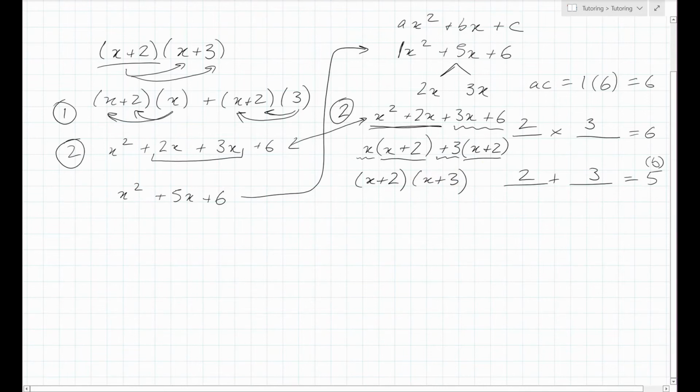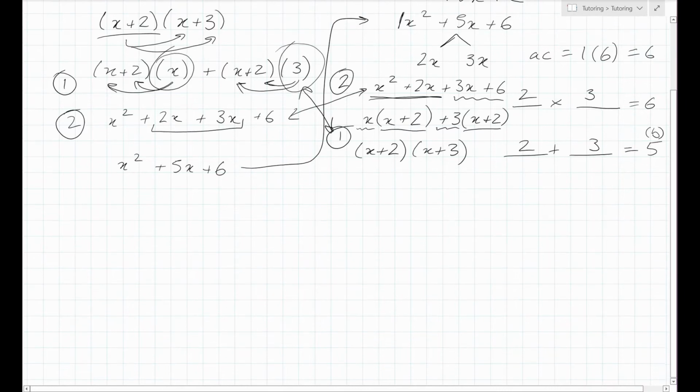And this was kind of our first part over here. From here, we just did that part backwards. We just took out an x and took out a 3. And that was the taking out the x and taking out the 3. So we just did both of those steps backwards. So as a general example, we want ax squared plus bx plus c for factoring. So these are the steps for factoring.